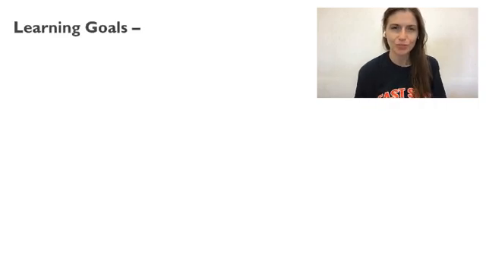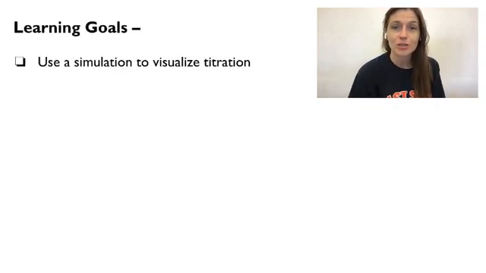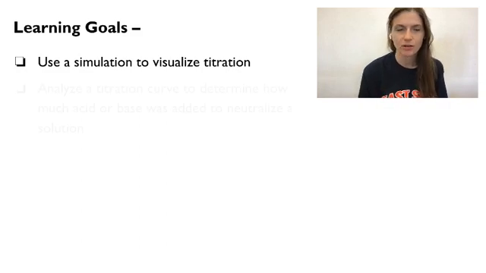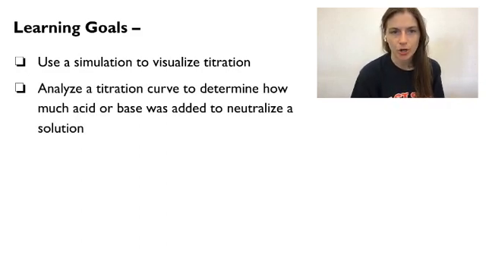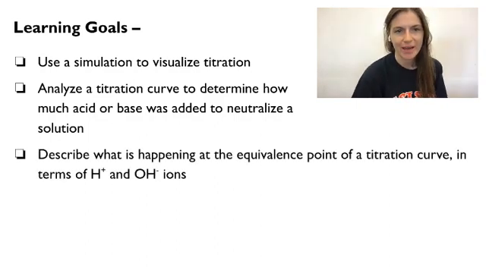In this video, we're going to be talking about titration curves. I made a previous video about basic titration calculations and how to think about the idea of titration, and this is in some ways a continuation of that. Our learning goals for this video are to use a simulation to visualize titration, to analyze a titration curve to determine how much acid or base was added to neutralize a solution, and to describe what is happening at the equivalence point of a titration curve in terms of H plus or OH minus ions.